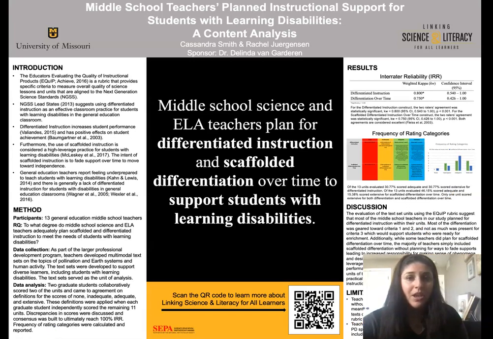Overall, the results of our content analysis of middle school teachers' planned instructional support for students with learning disabilities are promising and suggest that the middle school science and ELA teachers in this study are planning for differentiated instruction and scaffolded differentiation over time to support students with learning disabilities. Additionally, the results indicate areas that teachers may need additional support in to develop instructional plans with extensive differentiated instruction and extensive scaffolded differentiation over time.